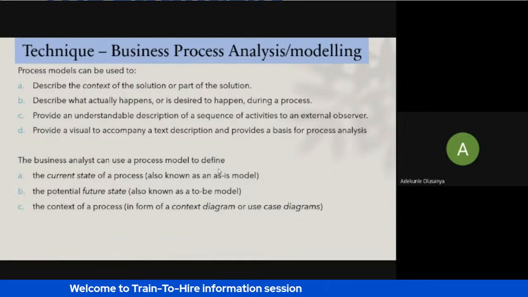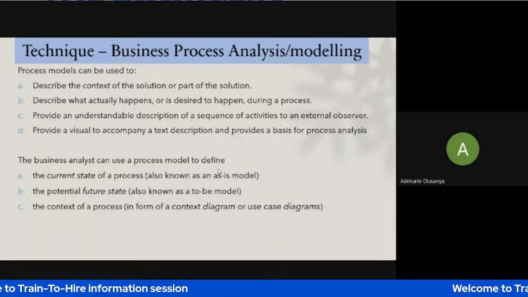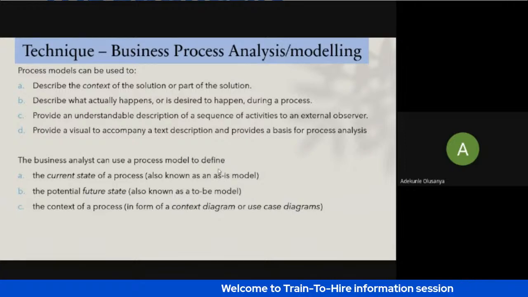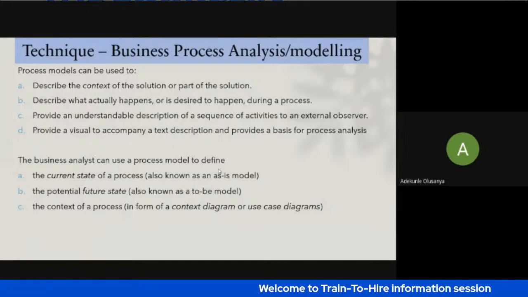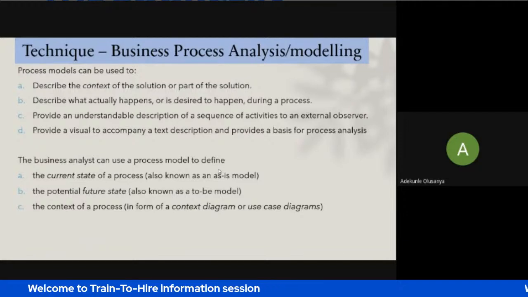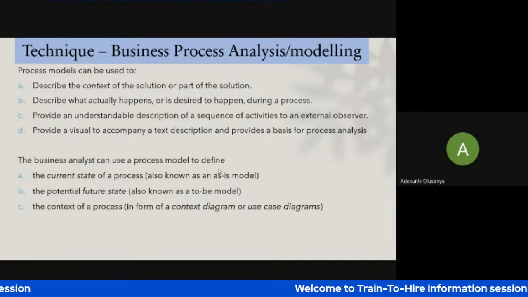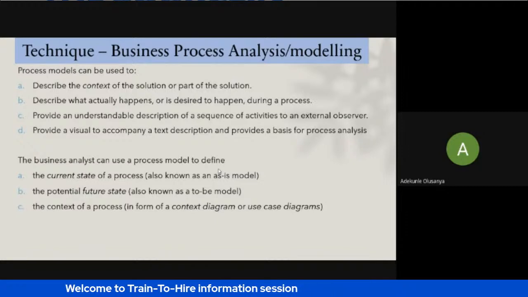Now, let me speak briefly to current states and future states. Don't forget, we're talking about strategy analysis, and under that, we're talking about current state analysis, which is as-is analysis. We're analyzing how the business is, how the project is, how the initiative is. Now we say that the process model is used to describe what actually happens. In that context, what actually happens can refer to the as-is, the current state of the initiative, or what is desired to happen. What is desired to happen may be referring to the future state.